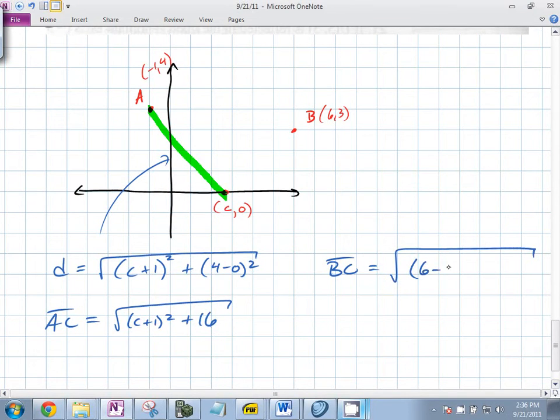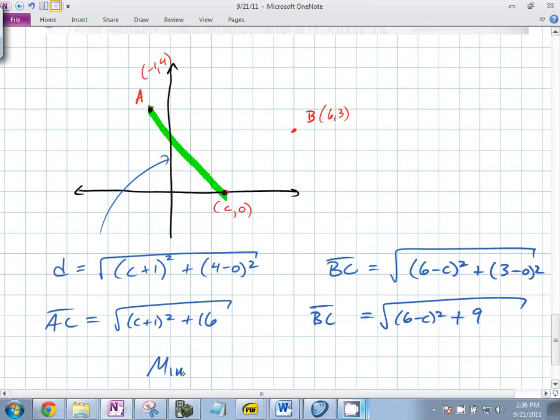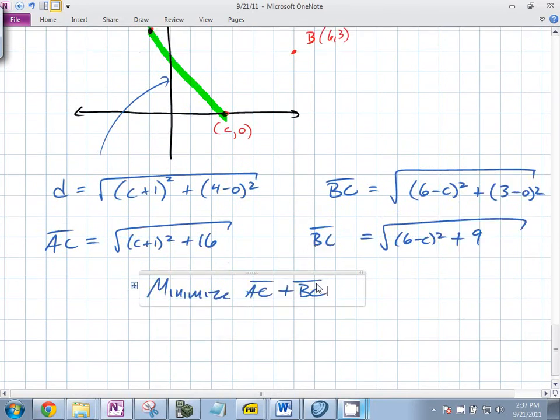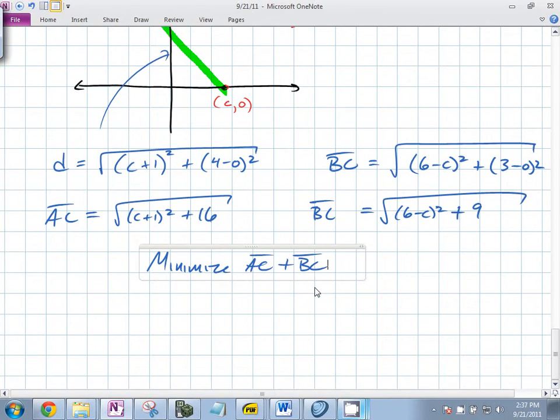Yeah, or 6 minus C. Doesn't matter which way, right? We've already determined. Plus what? Exactly. Good. So what does this equal? 6 minus C squared plus 9. And what are we trying to do? We're trying to minimize. We want to minimize AC plus BC. Do we have any way of doing that algebraically yet? No, I pretty emphatically said there's no way for you to do that algebraically, but what could you use?